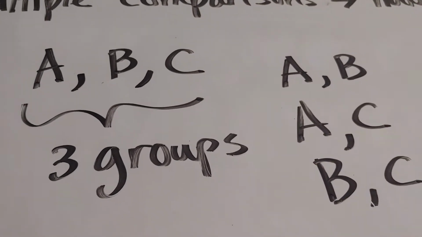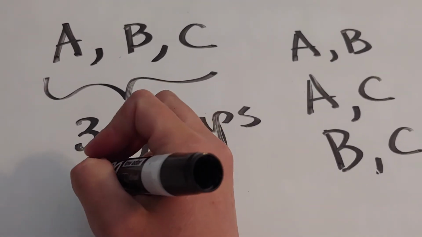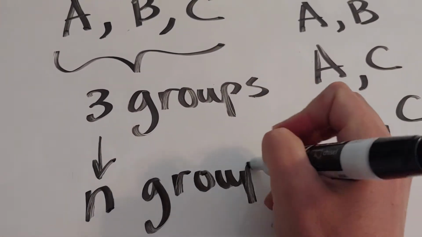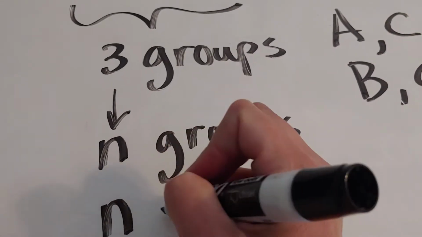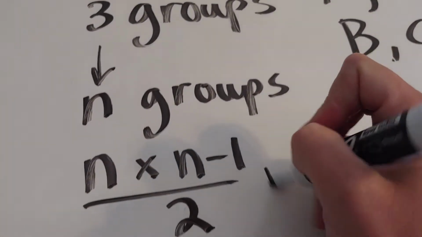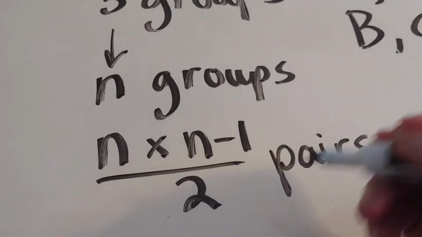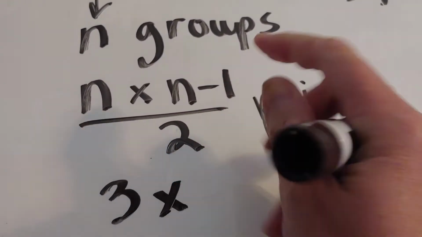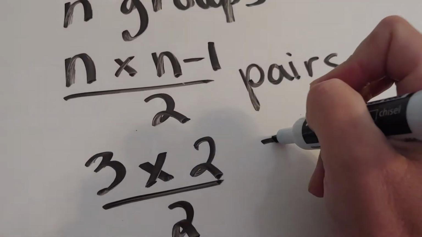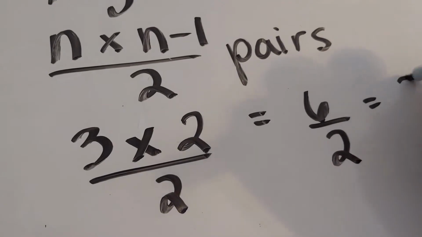Okay. Turns out that there is a theorem, and what that theorem says is that if you have n groups, then you will have n times n minus 1 divided by 2 pairs. So what that's saying is that if you have 3 groups, 3 times 3 minus 1 is 2, divided by 2, is the same thing as 6 divided by 2, or 3 pairs.